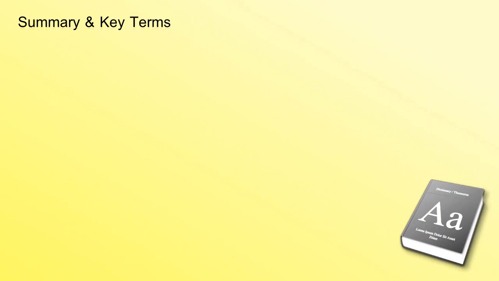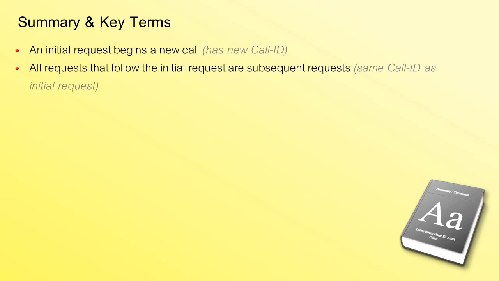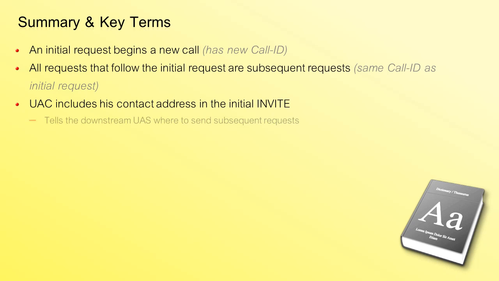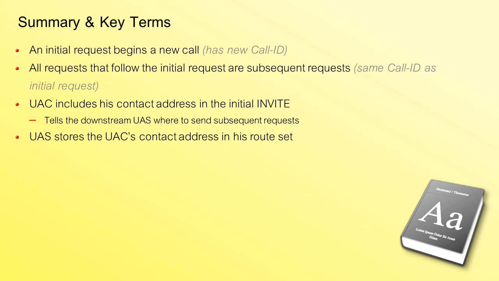For now, the key things to remember are an initial request begins a new call, and all requests that follow the initial request are subsequent requests. The upstream user agent client includes his contact address in the initial invite expressly to tell the downstream user agent server where to send subsequent requests back upstream. The downstream user agent server then stores the user agent client's contact address in his route set.